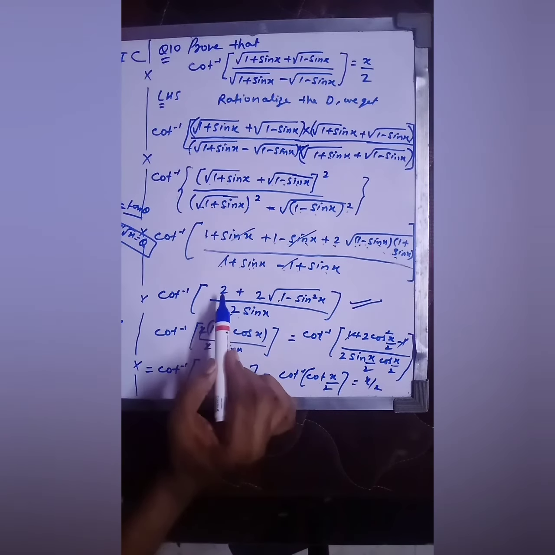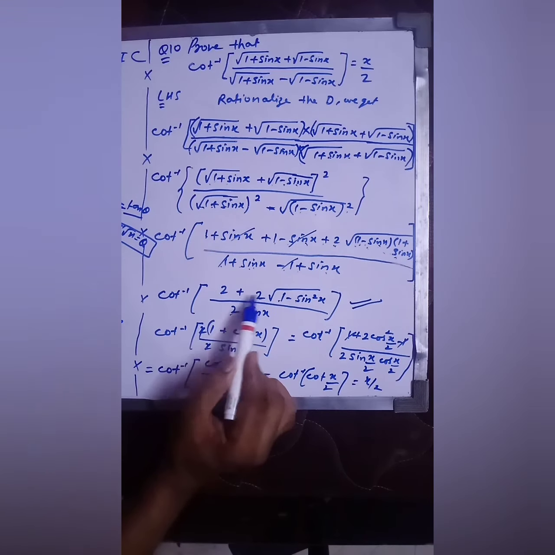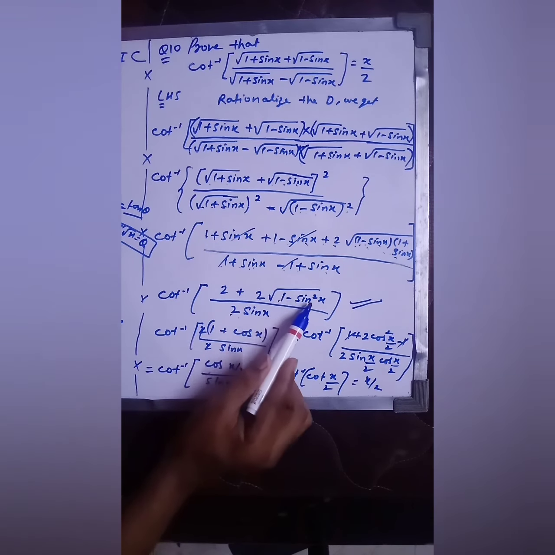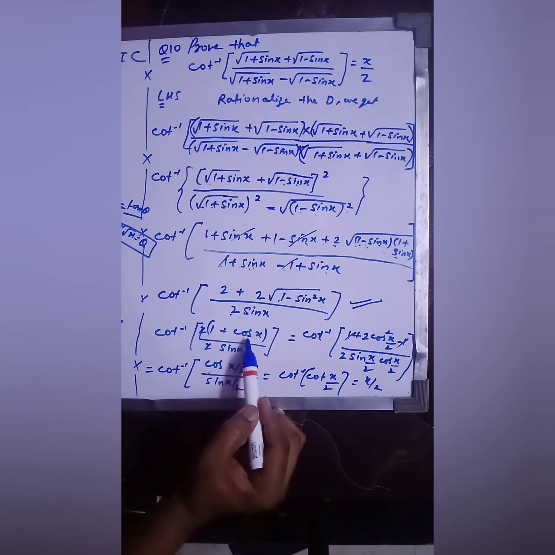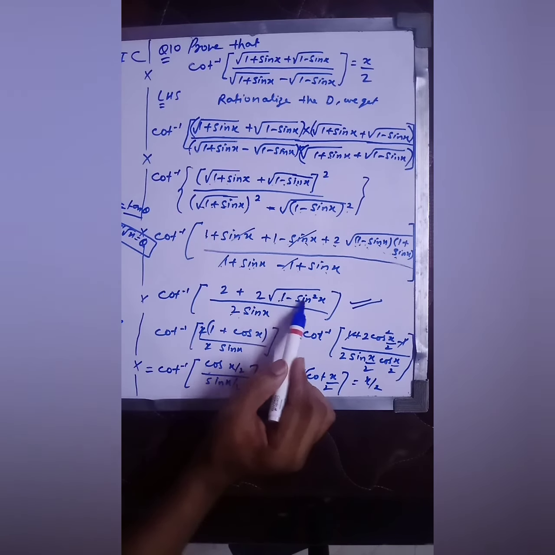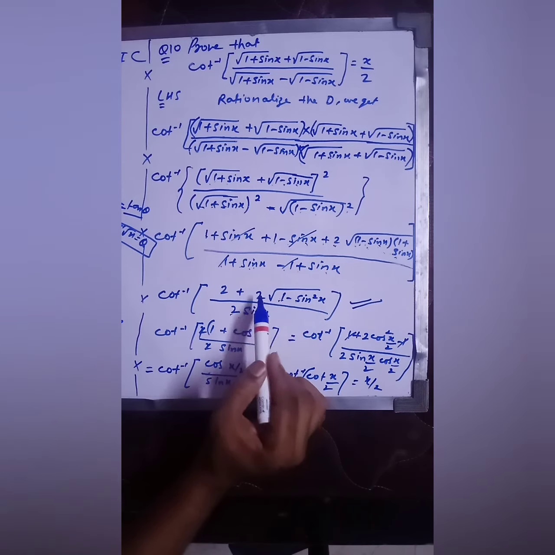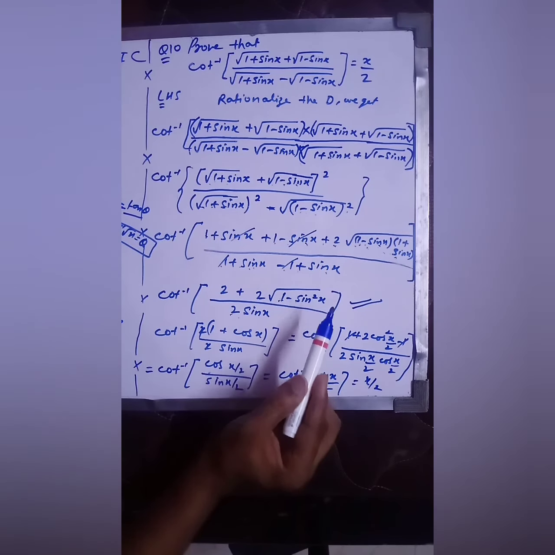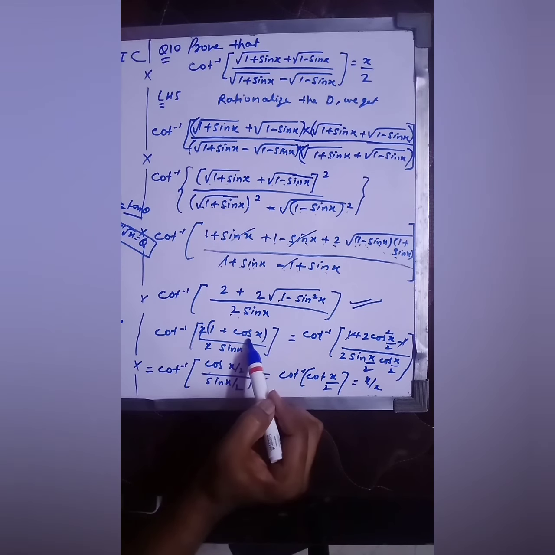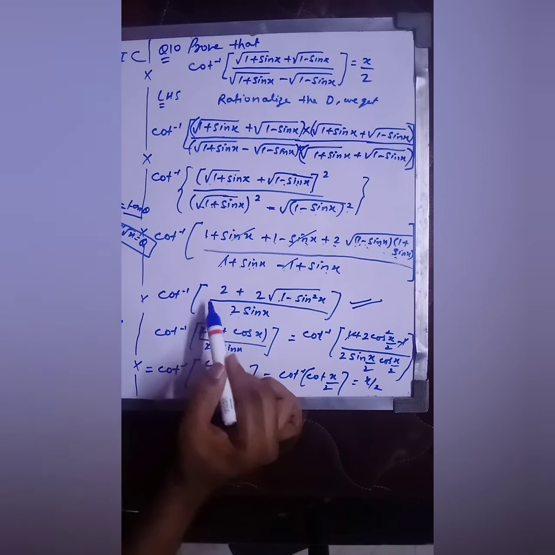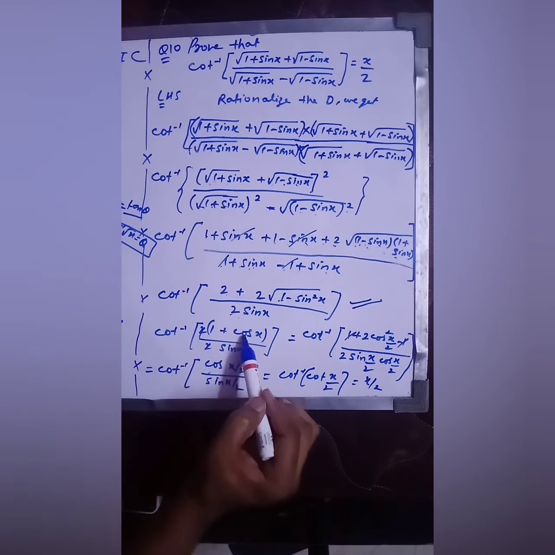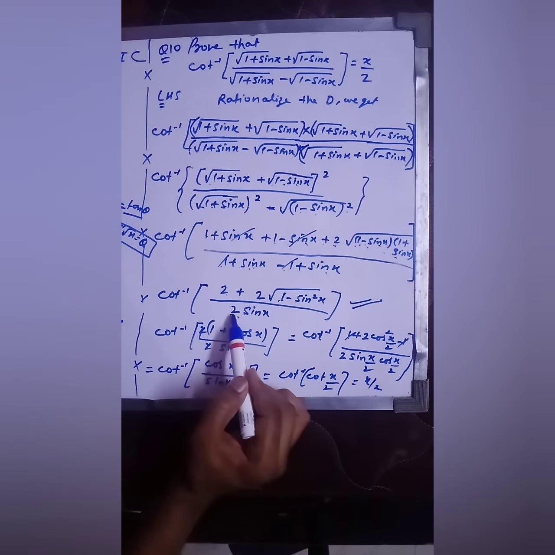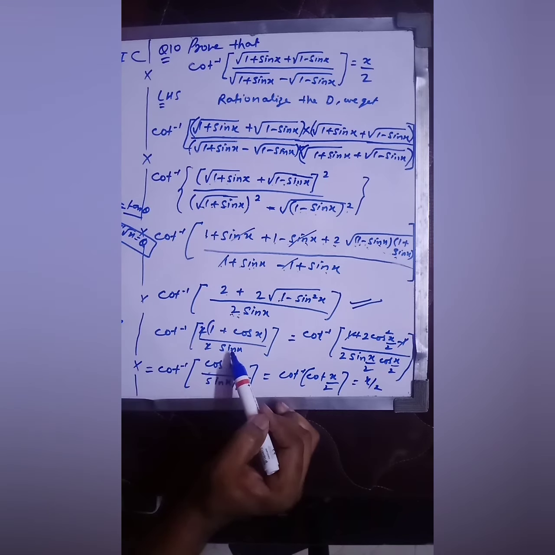Now see, 2 plus... now you can take 2 as common, so it would be 1 plus, and in place of 1 minus sin square I am writing cos x, because 1 minus sin square will be cos square x and it is in root, so root and square will cancel out, so it would be cos x. And you are taking 2 as common, so it would be 1 plus cos x, and in the denominator you have to write 2 sin x.